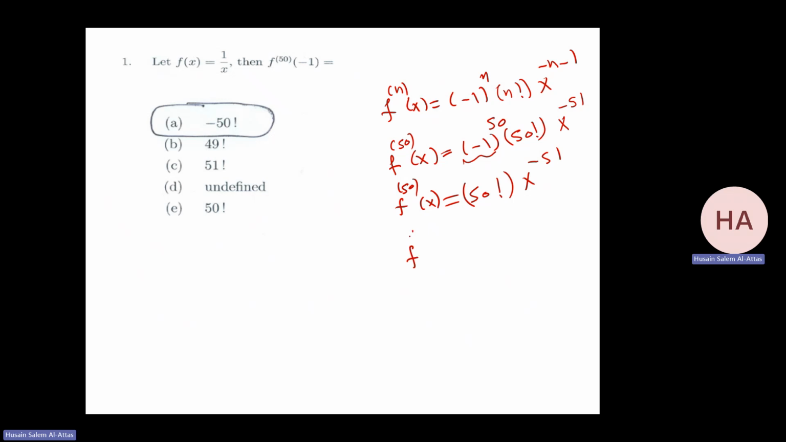They want this at x equal minus 1. So that will be 50 factorial, minus 1 to the power minus 51. This is a negative value. Minus 1. So it will be minus 50 factorial. So this will be my answer.